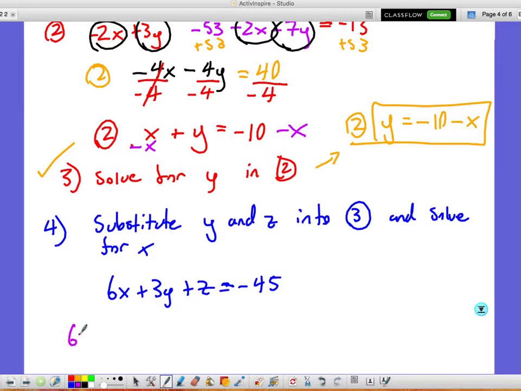So what I'm going to have is 6x plus 3. Now notice here, I'm multiplying the 3 times the y. So what I need to do is put y in parentheses, and since y is equal to negative 10 minus x, I can put that in there. And then I'm going to write the rest of the equation, plus z is equal to negative 45.